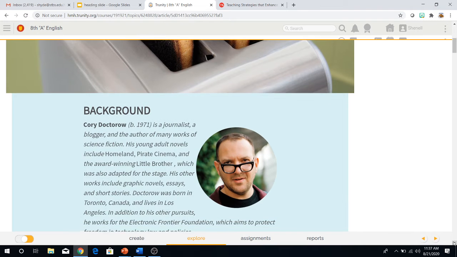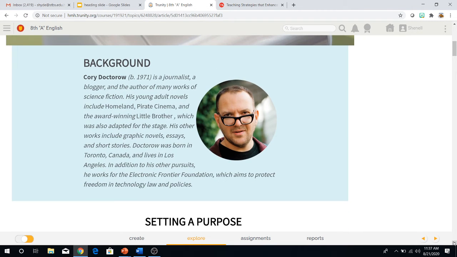All right, background information on the author of The Brave Little Toaster. His name is Cory Doctorow. He was born in 1971. He is a journalist, a blogger, and the author of many works of science fiction. His young adult novels include Homeland, Pirate Cinema, and the award-winning Little Brother, which was also adapted for the stage. That means that they were turned into plays. Okay, so they're not only books, but they've been turned into plays.